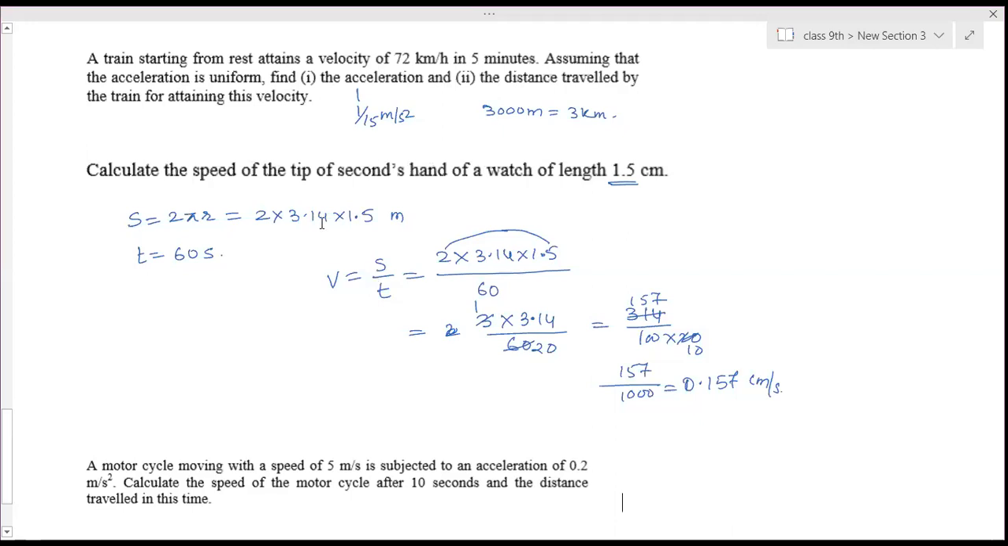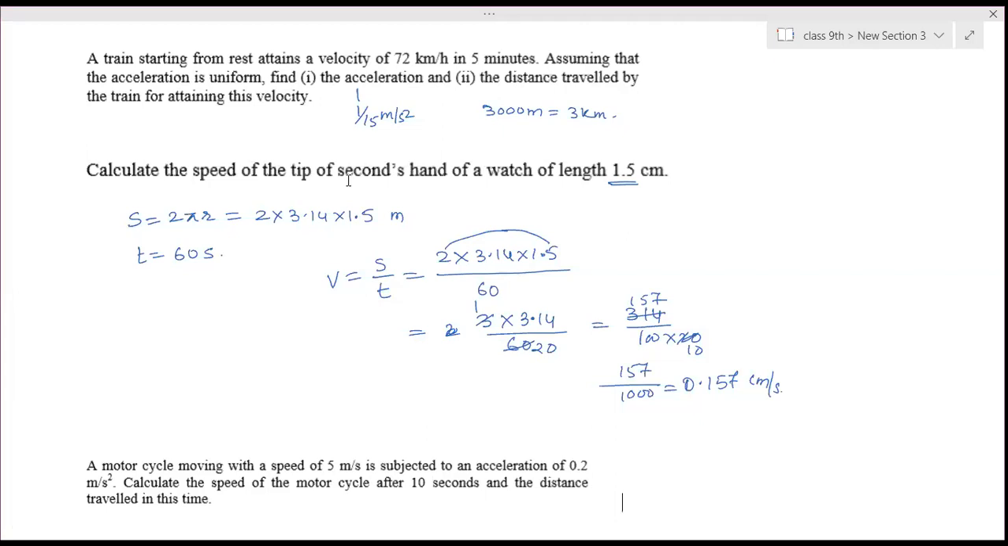They can ask the same thing for the seconds hand here. They can ask it for the minute hand as well as the hour hand also. So for the minute hand, in one complete rotation, how much time will it take to complete one rotation?